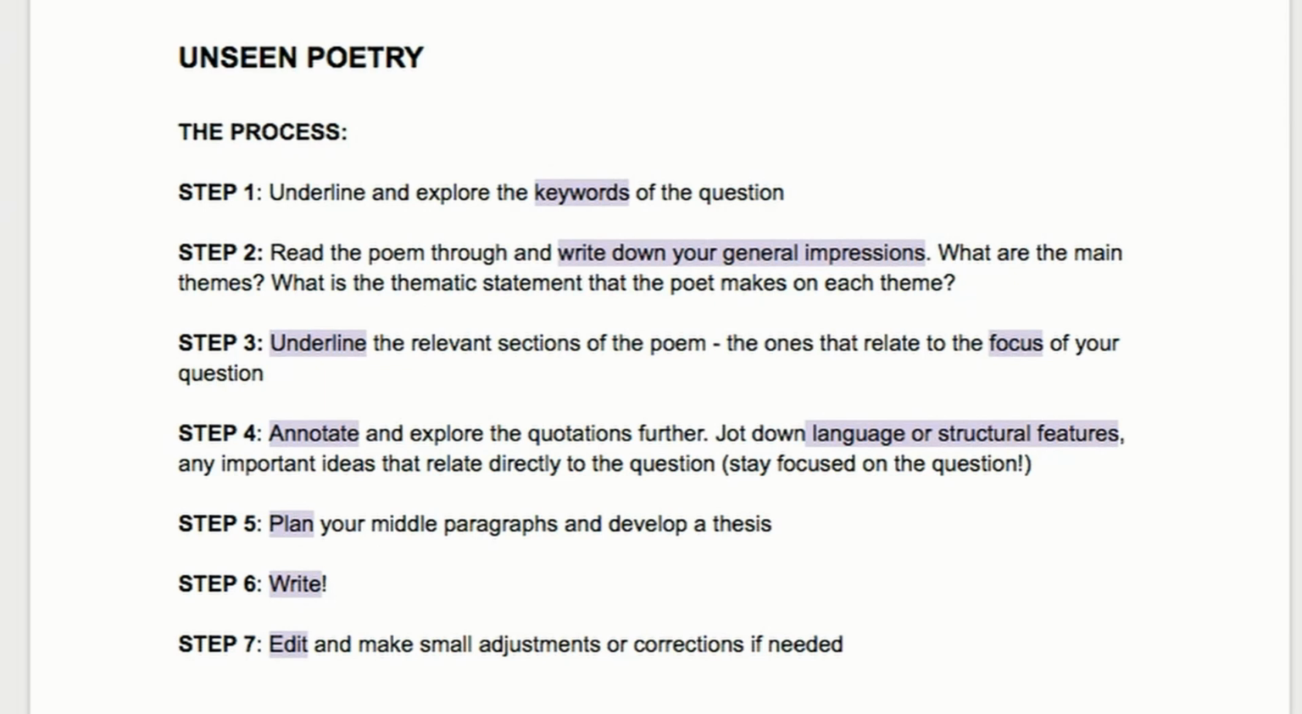So that's my 7-step process for unseen poems. Hopefully that's been useful for you, and hopefully you'll enjoy applying that, or at least not feel so stressed next time you do an unseen question, now that you've got these guidelines and these rules to help you through it all.